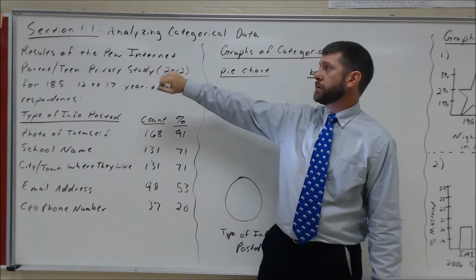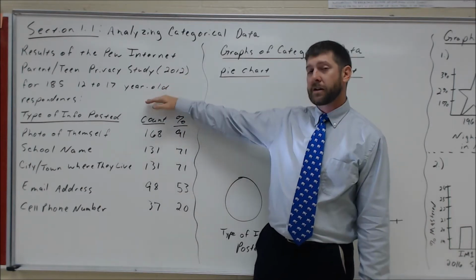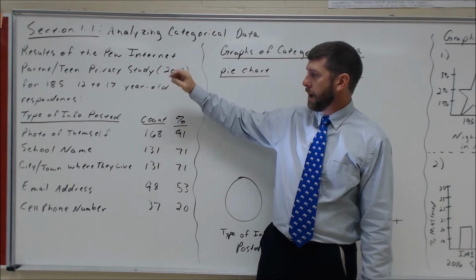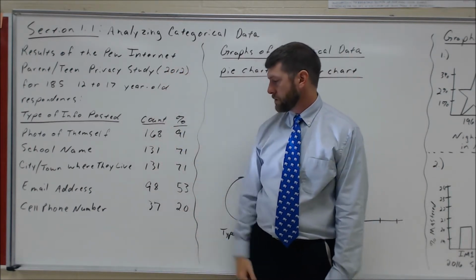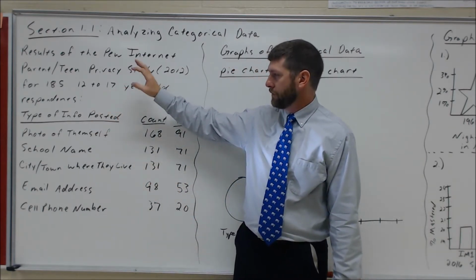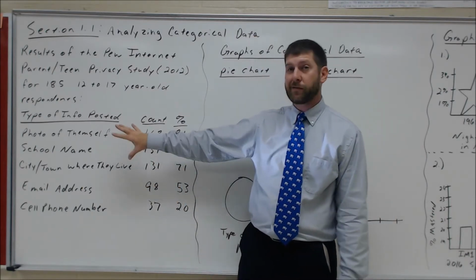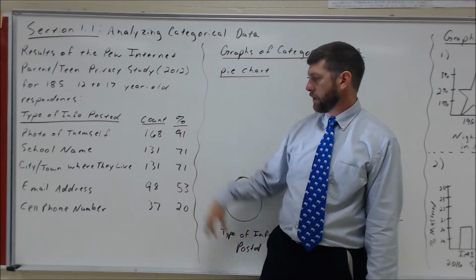We have results of the Pew Internet Parenting Privacy Study from 2012. They talked to 185 12 to 17-year-old respondents and asked them what type of information they had posted about themselves online. And these are the responses they had given. So we have photos of yourself, school name, where you live, email address, cell phone number, a bunch of stuff you probably shouldn't be putting online. Then we have how many people responded and their percentages.